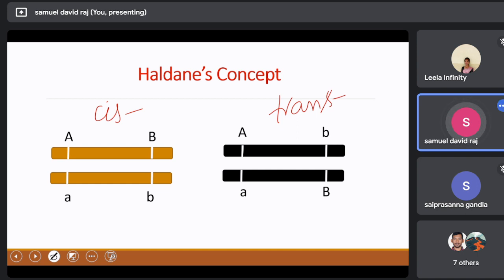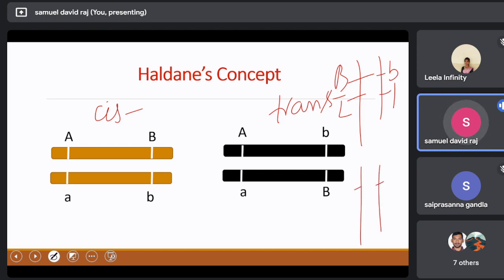In coupling phase, both the dominant genes are on the same chromosome, capital B, capital L, and both the recessive genes, small b, small l, are present on the same chromosome. In repulsion phase, what happened? Capital B repelled capital L and combined with small l, capital B, small l. Small b repelled small l and combined with capital L. So this is the combination.